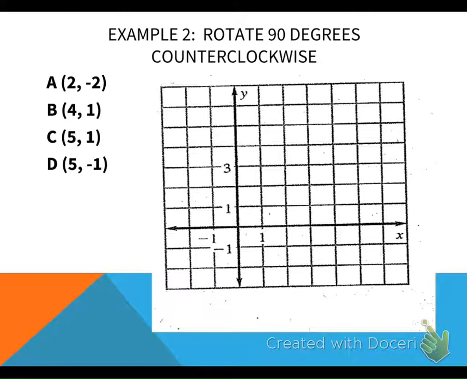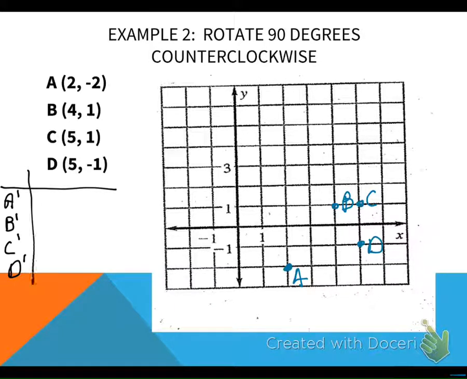Okay, so I'm going to graph our original points to start with. So I have A, which is 2, negative 2. I have B, which is 4, 1. I have C, which is 5, 1. And I have D, which is 5, negative 1. Okay. Now I'm going to graph my next group. So I'm going to have A prime, B prime, C prime, and D prime.